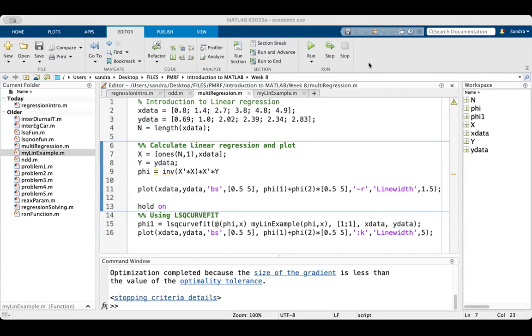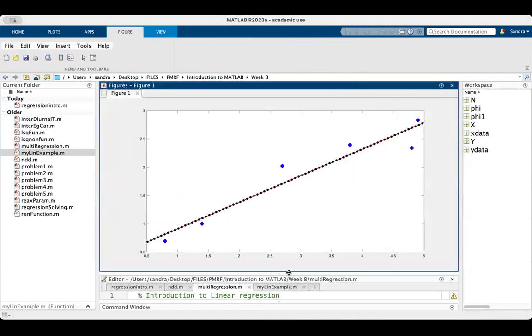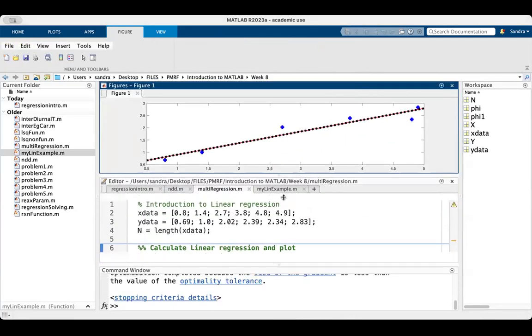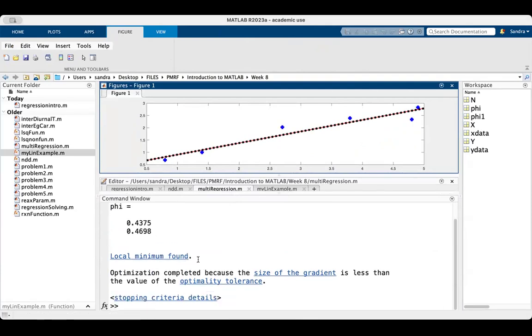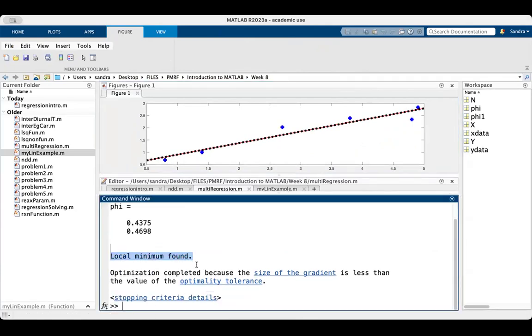So here, this is the curve I get. You can see here it has been said that multi-regression local minimum is found. That is, lsqcurvefit has run and the minimum is found. Local minimum found means the value of phi which reduces the error has been found. And this is what the curve looks like.